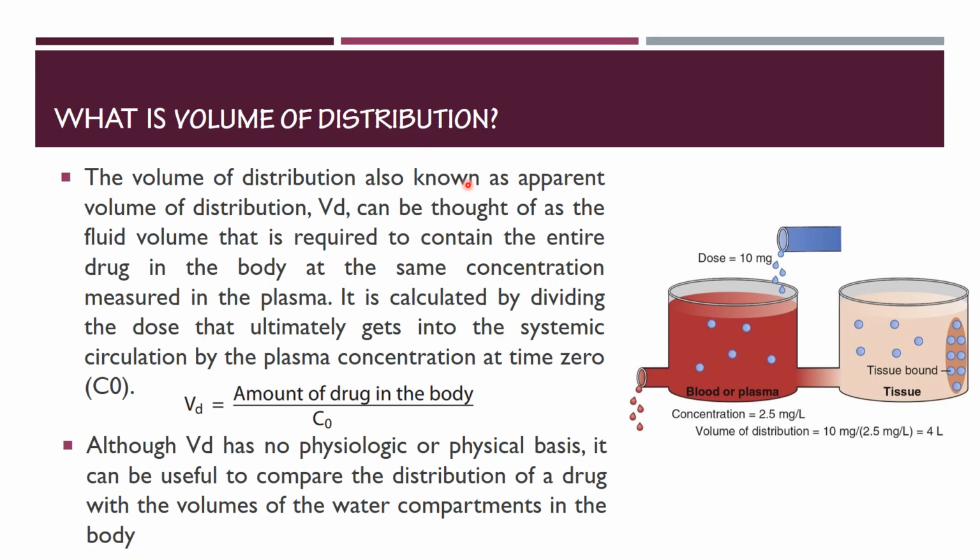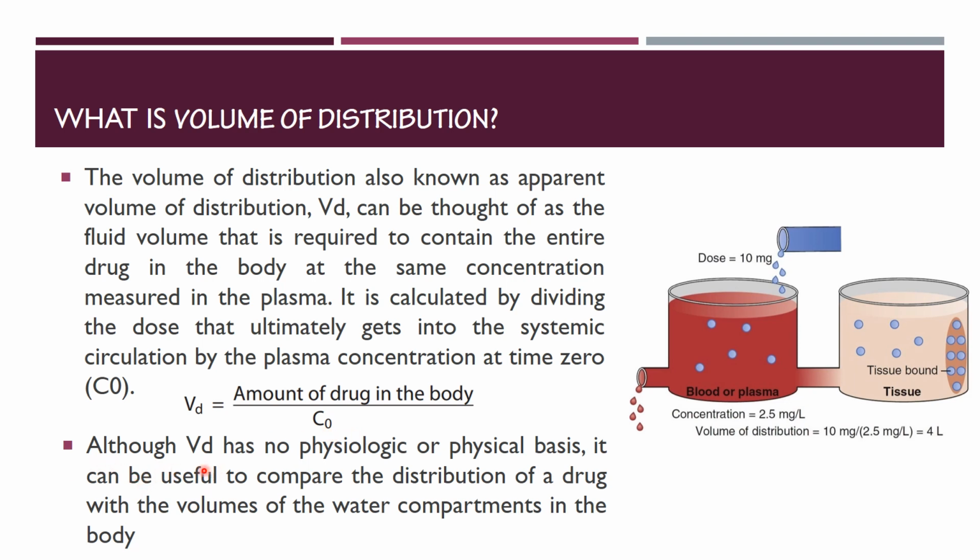What is volume of distribution? The volume of distribution, also known as apparent volume of distribution or VD, can be thought of as the fluid volume that is required to contain the entire drug in the body at the same concentration measured in the plasma. It is calculated by dividing the dose that ultimately gets into the systemic circulation by the plasma concentration at time 0, C0. Vd is equal to amount of drug in the body divided by concentration at time 0, C0.